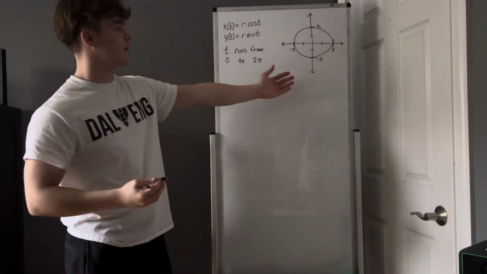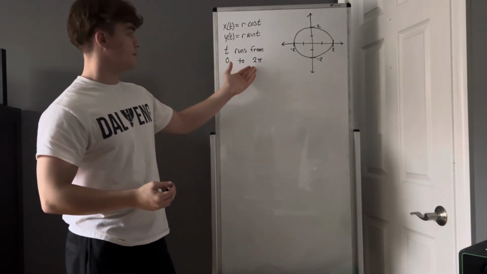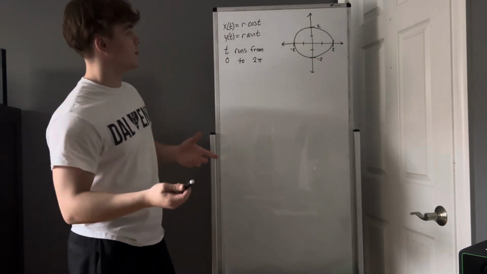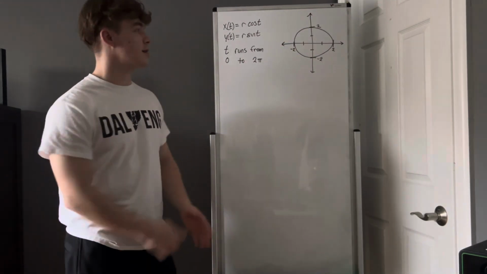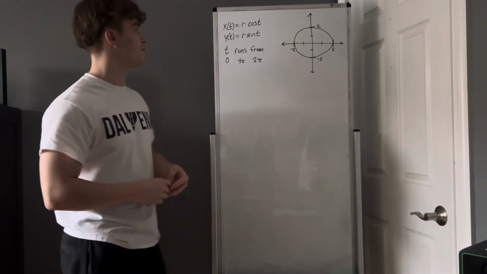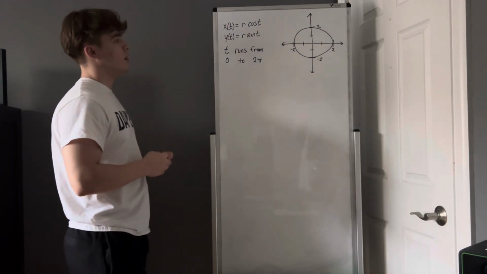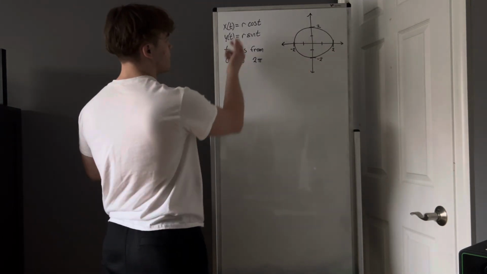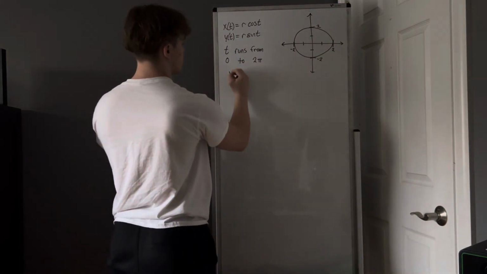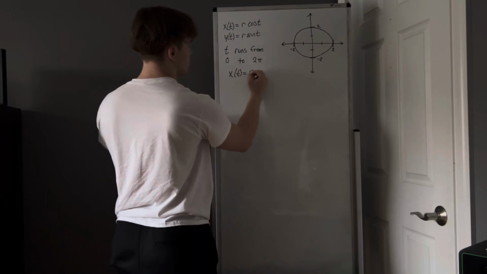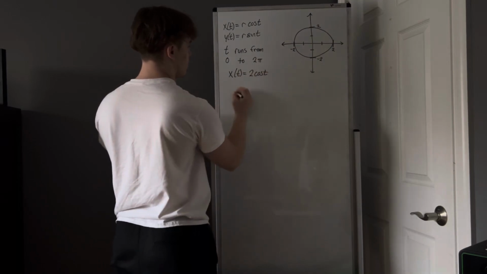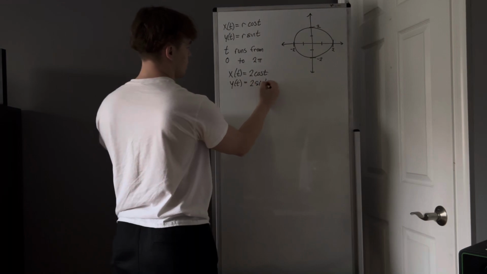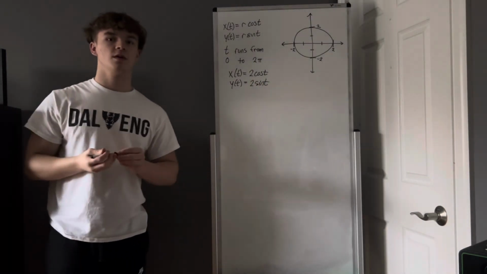If we wanted the top half of the circle, t would run from 0 to pi. If we wanted the bottom half of the circle, t would run from pi to 2 pi. And the same goes if we just wanted a little tiny slither of the circle. That's totally fine. So let's figure out what our r is. That's 2. So x of t equals 2 cos t, y of t equals 2 sine of t. Very simple stuff.